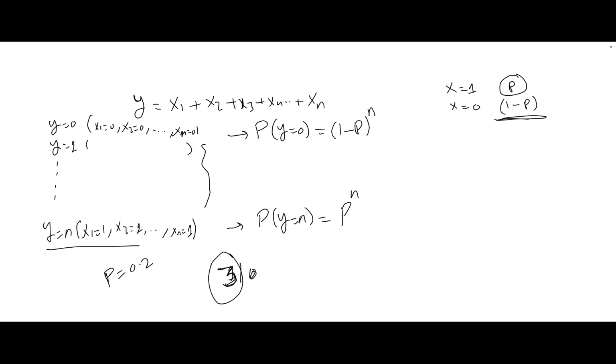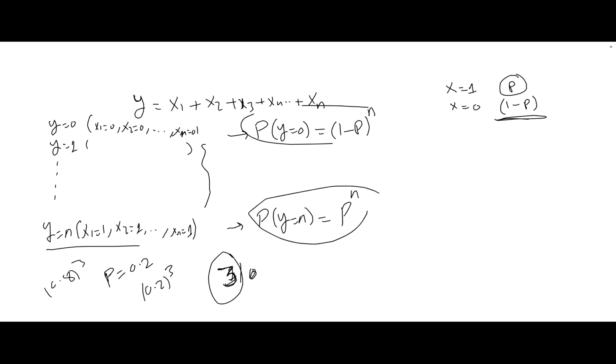It will be P times P times P, so it will be 0.2 to the power 3. What is the probability that Messi didn't score any of those? It will be 0.8 to the power 3. This is what we explained already here in this one and also in this one.